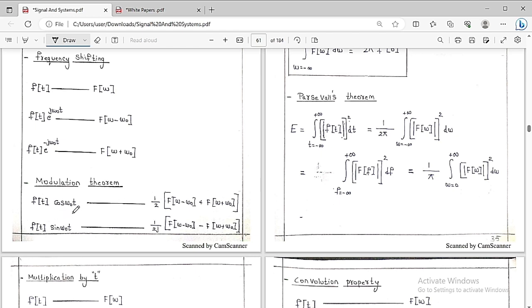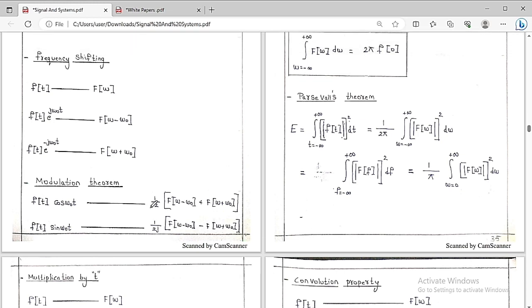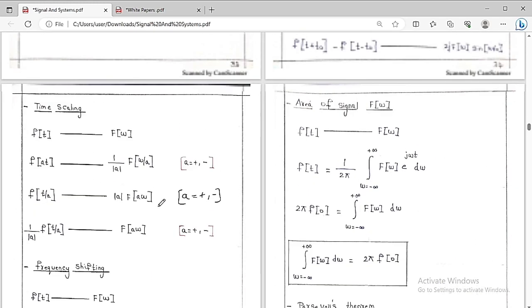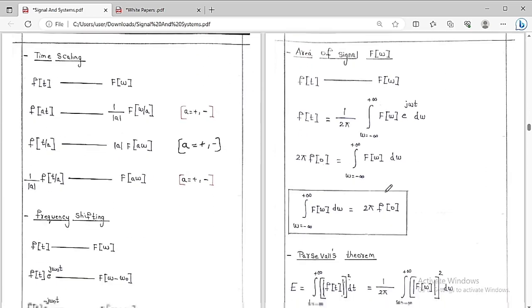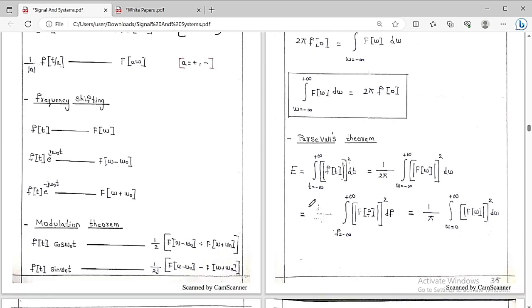So f of t into cos omega naught t as a Fourier transform. This one we have just discussed, right? So here, f of t into cos omega naught t. Basically, how can you write cos omega naught t?